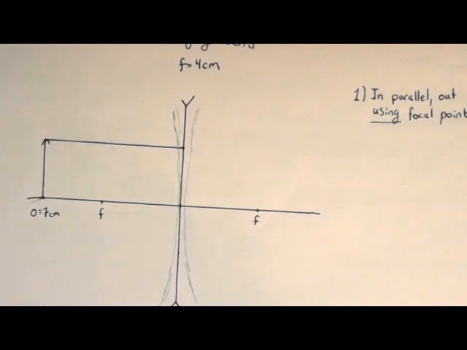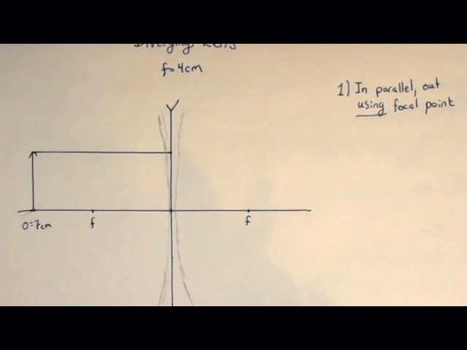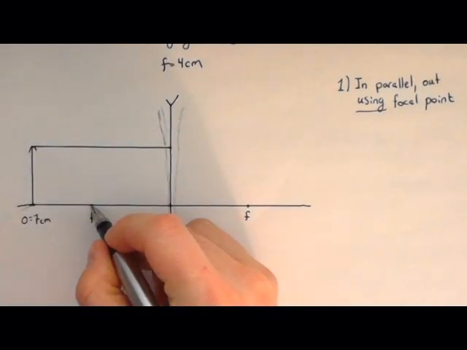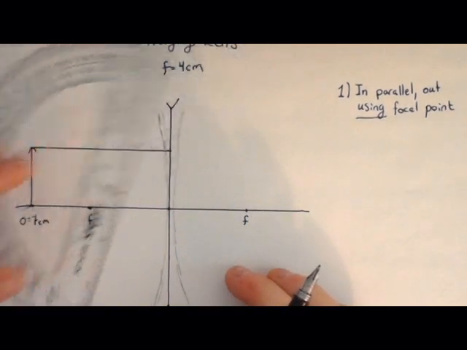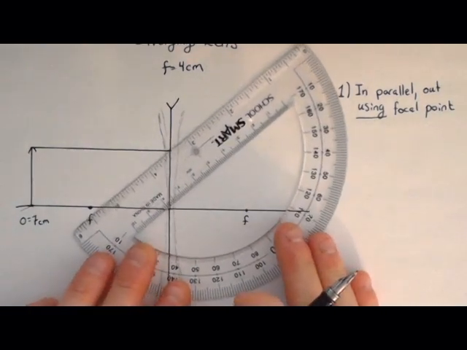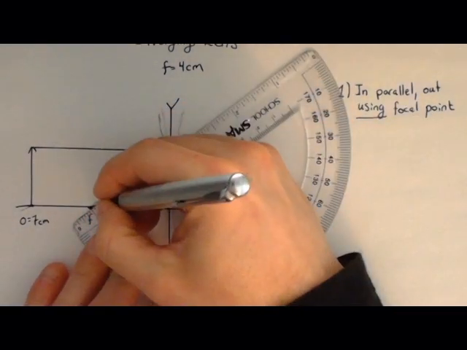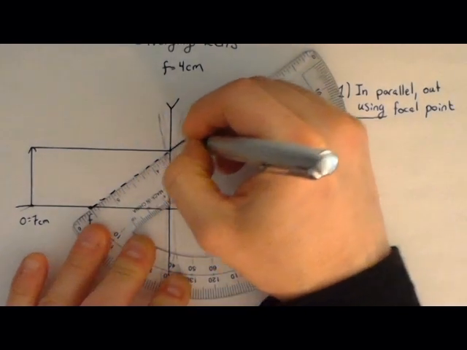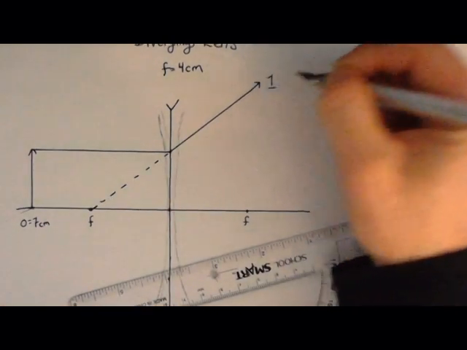So since it's a diverging lens, it's not going to bring the ray towards the optical axis. It's going to cause the ray to diverge away from the optical axis, as if the light had come from this focal point over here. So that's why I say not through, but using. So the light is going to diverge as if it came from this focal point over here. I'm going to use sort of a dashed line to help me keep my lines straight. That. So that is ray number one.